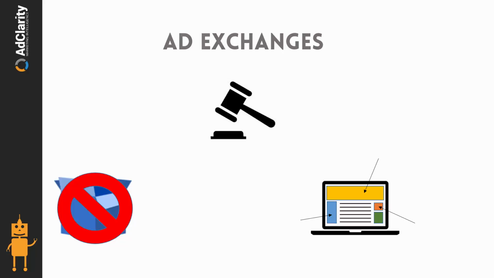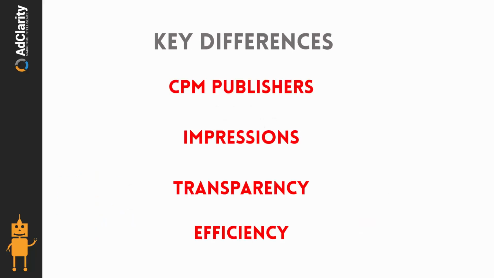This ensures that the publisher is getting the maximum profit based on market values. So, just to sum it up, I'm going to talk about a few key differences between ad exchanges and ad networks. The first one is CPM. Because each impression is sold to the highest bidder, there is more competition between the advertisers. And if they know they want it, they'll try to outbid each other. And this will raise the CPM for the publishers.